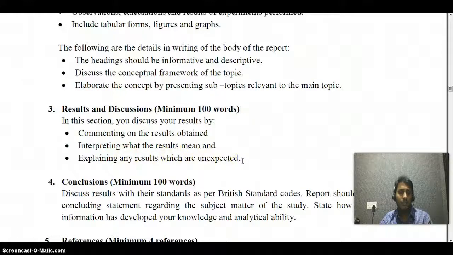If there is any result, for example, if you have done the silt content, the silt content is more, so you can write down some reasons. What are the reasons in general, why the results are very high, why the results are very low? So you can discuss these aspects in the results and discussions.